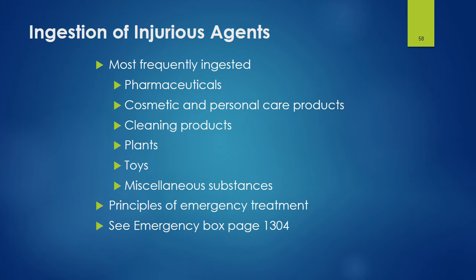Ingestion of injurious agents: the most frequently ingested items are pharmaceuticals, cosmetics and personal care products, cleaning products, plants, toys, and miscellaneous substances. Parents should always be taught to call the Poison Control Center before initiating any intervention. Please refer to the emergency box on page 1304 about poisoning and box 41-19, which includes selected accidental poisonings in children.